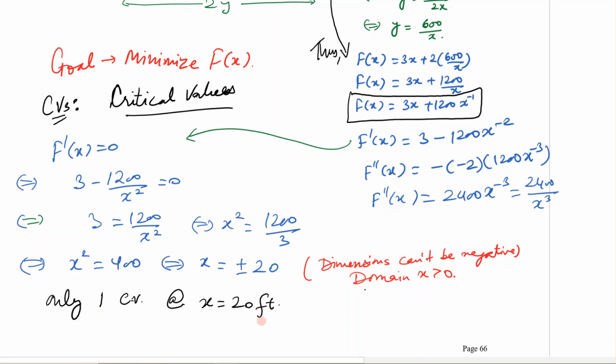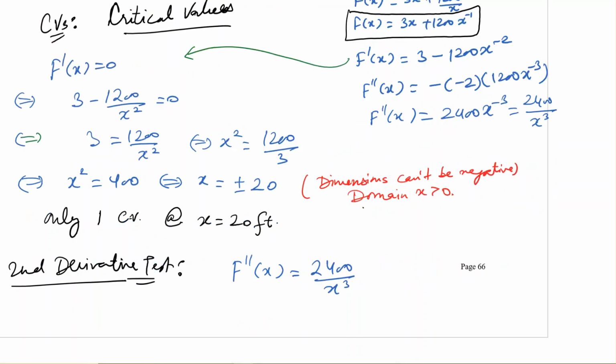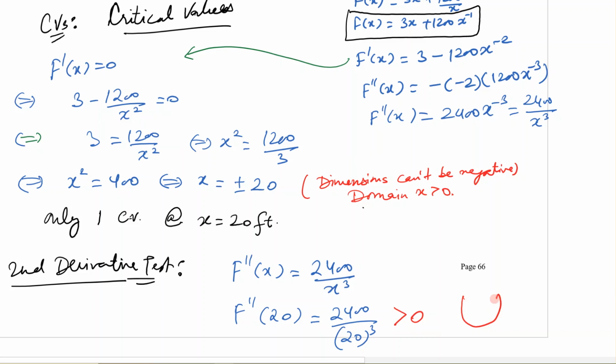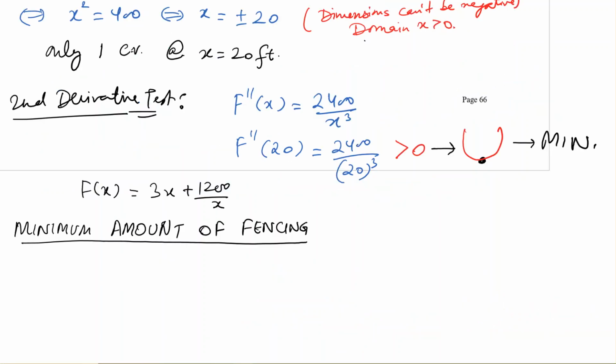Now we're going to use our second derivative test and see whether this is a point of maxima or minima. We look at the second derivative at the critical value, and we see that this value is always going to be positive regardless of the value of x, because x is always positive. A positive second derivative means concave upward. Concave upward means we have a point of minima. Thus, the minimum amount of fencing happens when x is 20 feet.